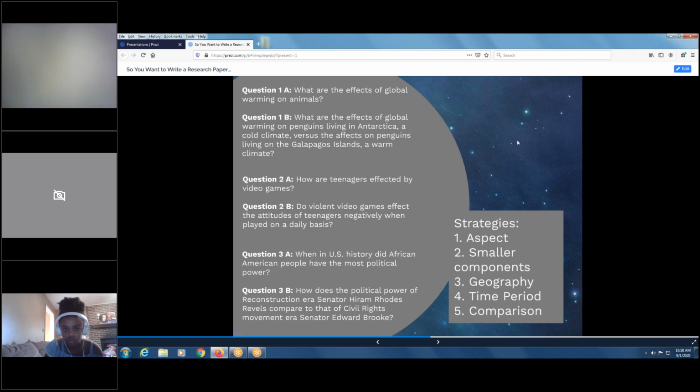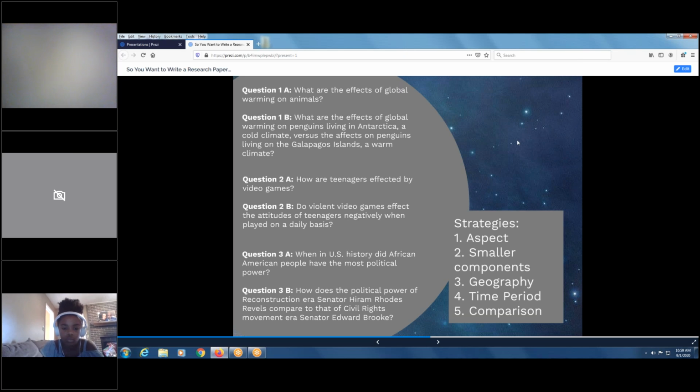So I guess comparison might be the attitudes of the teenagers. We're looking at the attitudes of the teenagers and comparing it on a daily basis versus, there's definitely a potential for comparison there. We're comparing it on a daily basis as opposed to just casual playing. Absolutely.